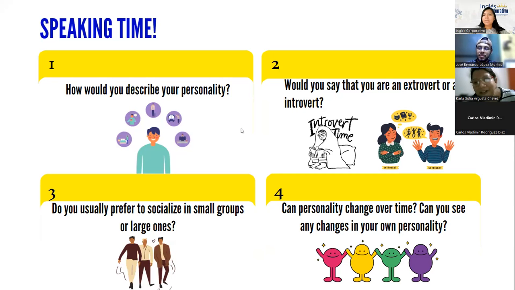Okay. And you, Carla, would you say that you are an extrovert or an introvert? An introvert. But why an introvert? Because I prefer to do things alone. Okay. You are a lonely person. Maybe, right? But I think that is because of her profession. It's difficult for me to make friends easily.